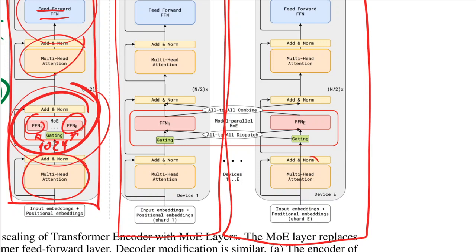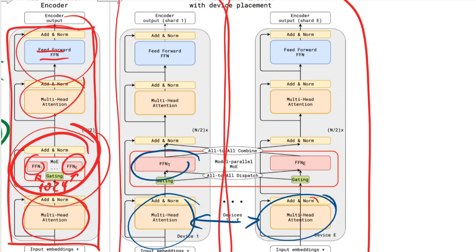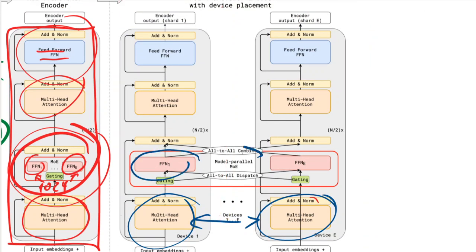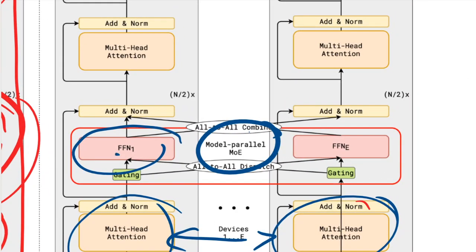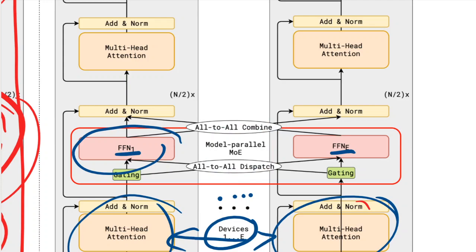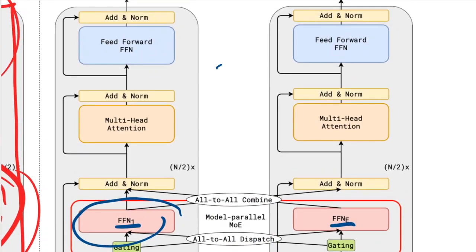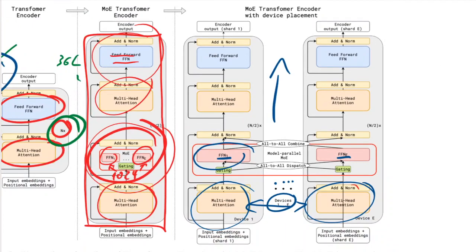So you can see that the attention, everything is shared between the machines. So this here and this here, these are synchronized. The weights are synchronized, right? You simply do data sharing. But here you can see that you have model parallelism. Model parallel mixture of experts, where on the first machine you have the first expert and then you have E devices, and on the last one you have the last expert. And then it's all routed out and routed in again, and then you can continue your transformer. And this is layer after layer.